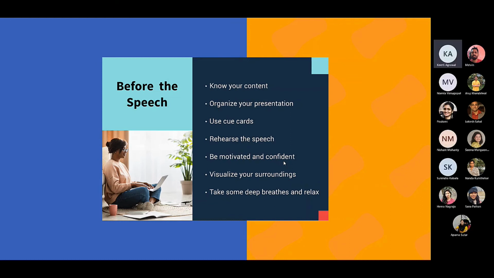For rehearsing the speech, we can go for rehearsing in front of a mirror. That really helps. In front of a mirror, or probably with one of your close friends, or something like that.